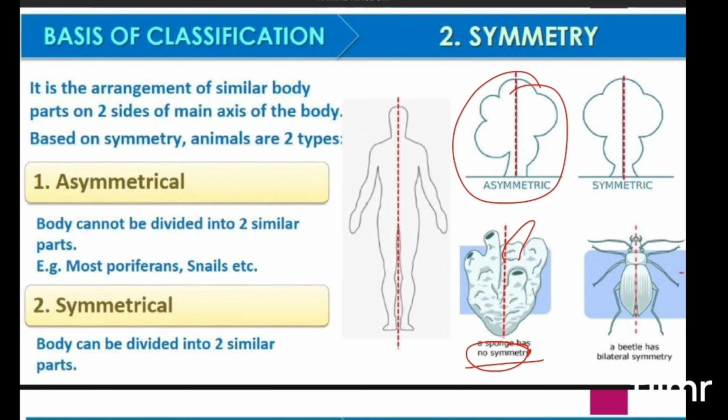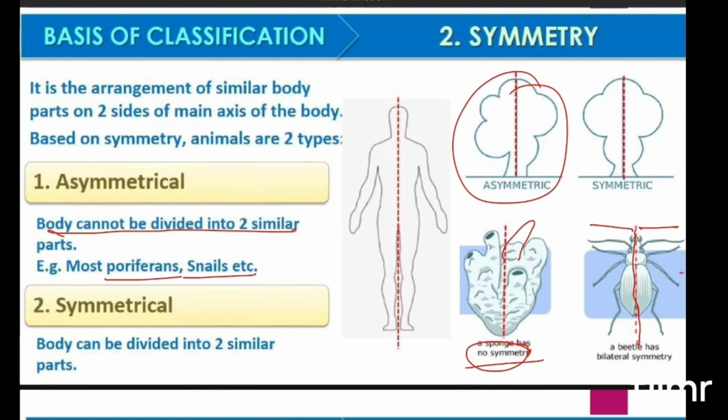But in the case of a beetle or anything, you can see that it's actually following the symmetry. You will get the equal halves when you are dividing, right? And what is that symmetry, we will discuss, but simply you have to understand what you mean by symmetrical and asymmetrical. If the body cannot be divided into two equal halves, then it is asymmetrical. Mostly poriferans and some snails are asymmetrical.